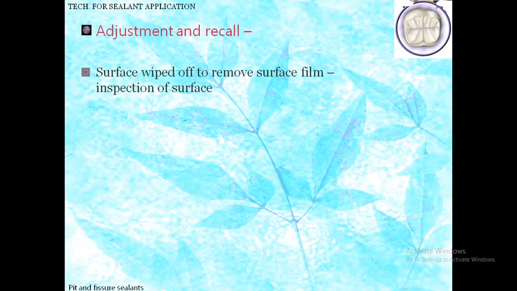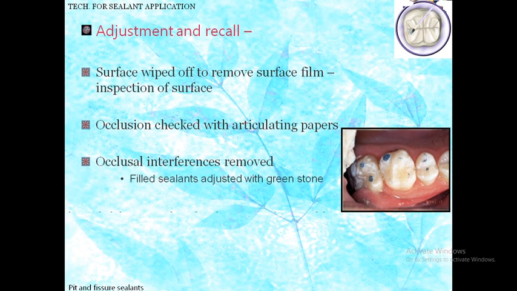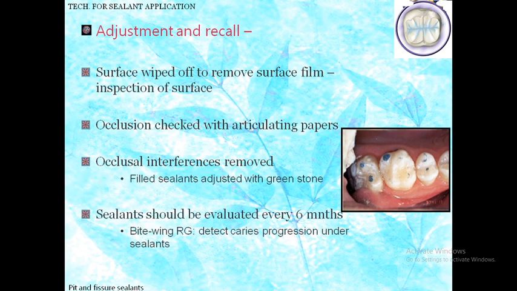Finally, the surface is wiped off to remove the surface film, followed by inspection of the surface. Occlusal variation should be checked with articulating paper to find out if there is a high spot or if it is overfilled. Whatever occlusal interference is there should be removed, and it should be screened or evaluated every 6 months.